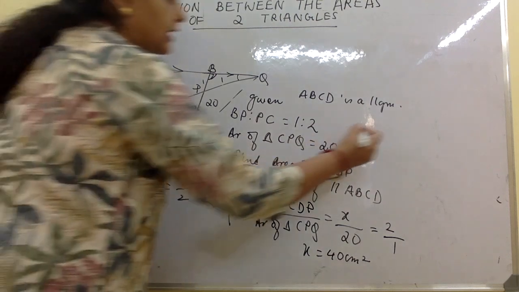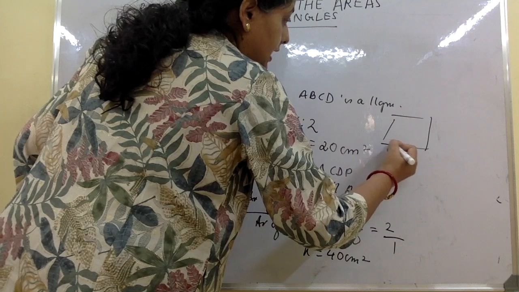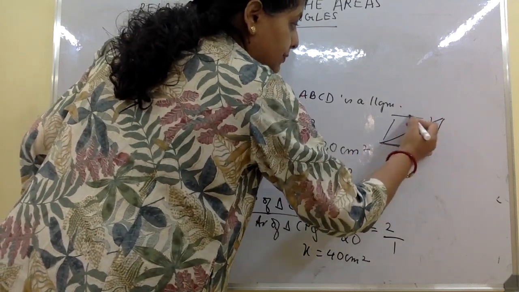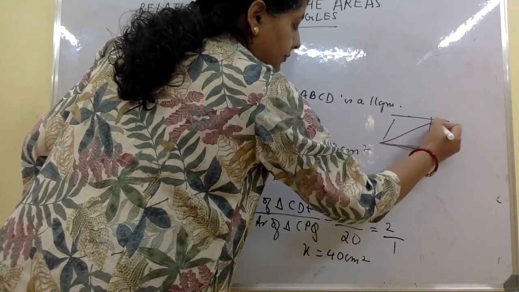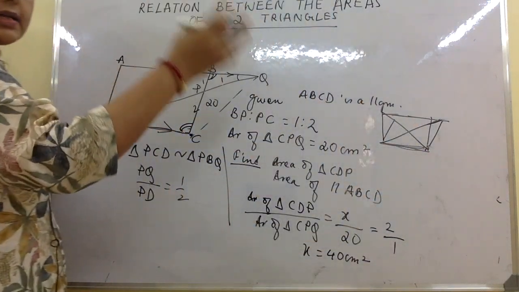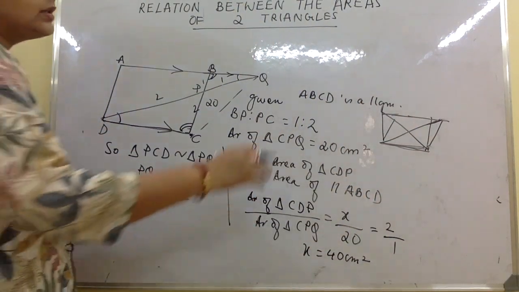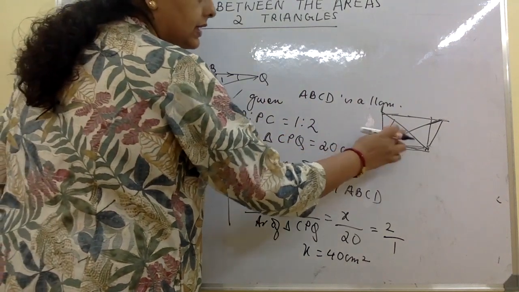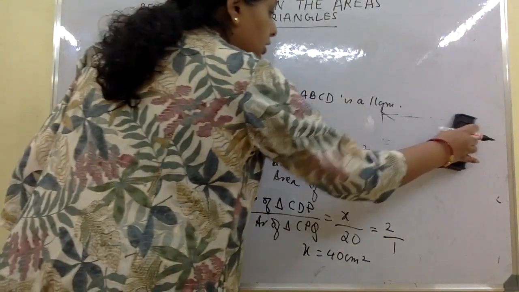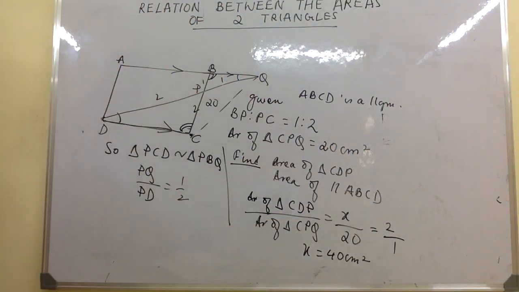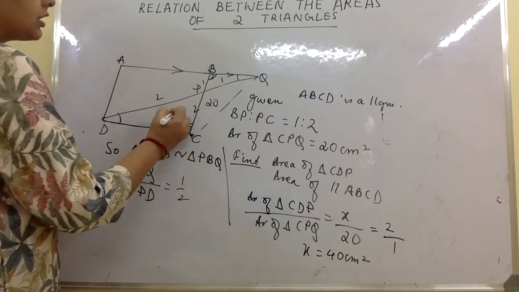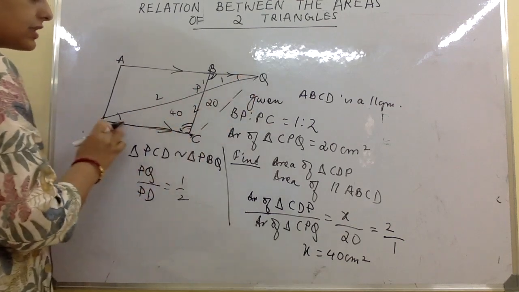I repeat, if I have a parallelogram here and any triangle which uses this base, and this parallel ends here, I can have another one here also, then that triangle's area is half of the parallelogram's area. So based on that, we'll have to do the second part of the question. Here 20 plus 40, the total area of this triangle comes to 60.